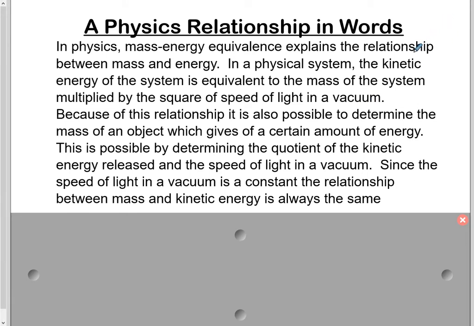So here's a physics relationship in words. In physics, mass and energy equivalents explain the relationship between mass and energy. In a physical system, the kinetic energy of the system is the equivalent to the mass of the system multiplied by the square of the speed of light in a vacuum. Because of this relationship, it is also possible to determine the mass of an object which gives off a certain amount of energy. This is possible by determining the quotient of the kinetic energy released and the speed of light in a vacuum. Since the speed of light in a vacuum is a constant, the relationship between mass and kinetic energy is always the same.